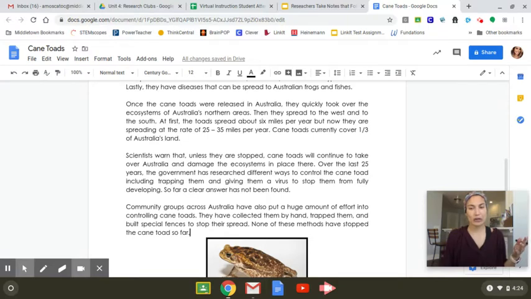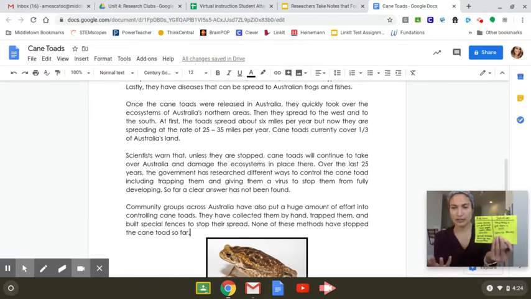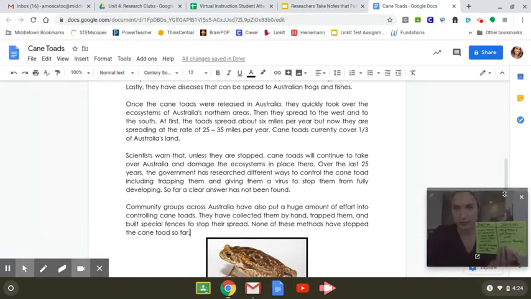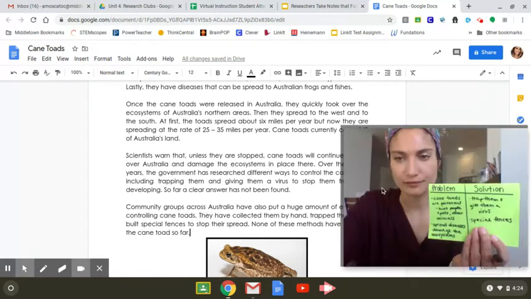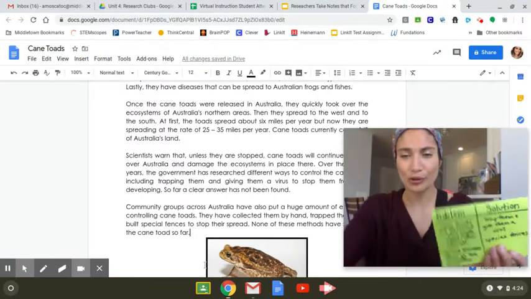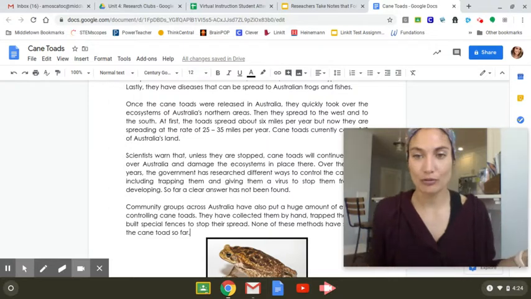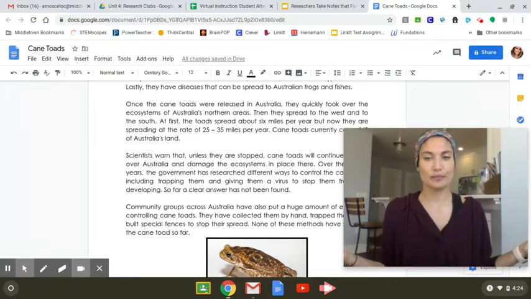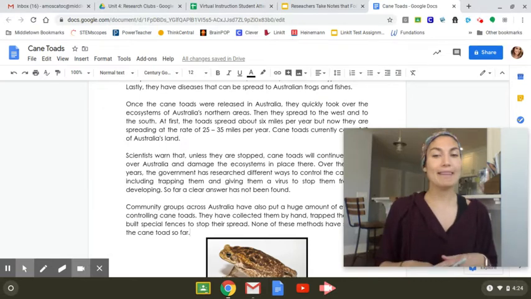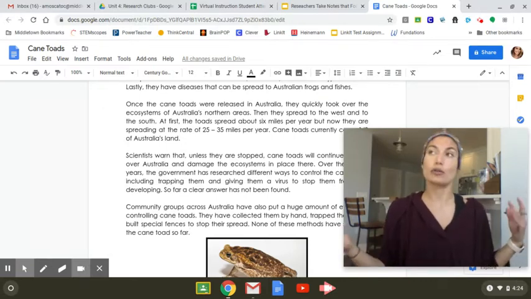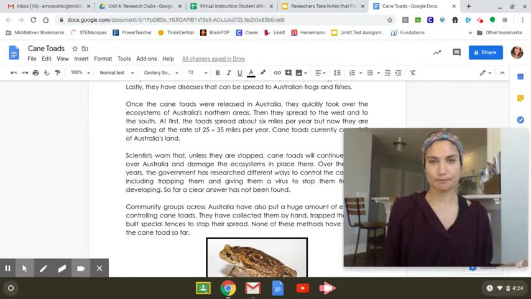So even though they're still working on it, there were some problems and some solutions presented in this nonfiction article. Okay, so to review, we learned about the problem and solution text structure. Remember, a problem is something that's going wrong. And then solutions are ways to fix it or possibly fix the problems.